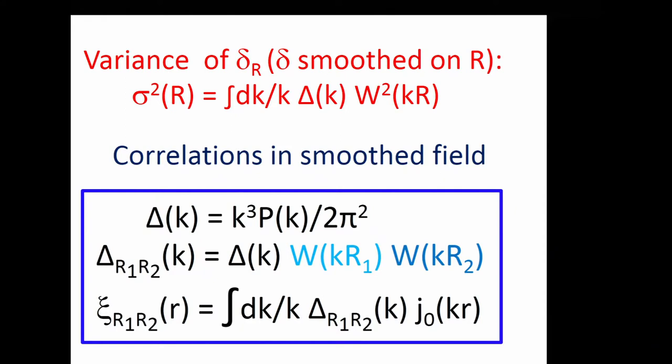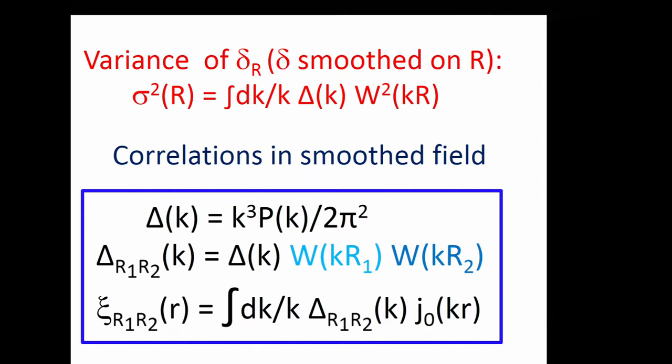So if there were no smoothing, if the radius was zero, these functions would just be one. This would then be the power spectrum times the J0 from the Fourier transform. And so the fact that you've added smoothing just puts the windows here, that's all. So the normal correlation function, but now with smoothing windows.